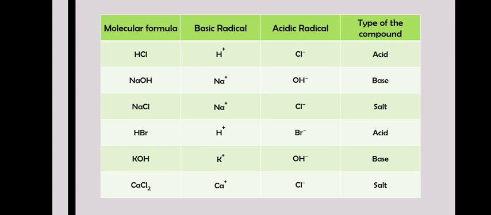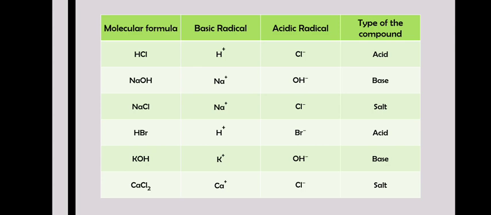Now what is common here is that all these substances have one basic radical and another acidic radical. Basic radical means an atom which will carry a positive charge and becomes an ion, right? So here H plus and Cl minus, then in the next one Na plus and OH minus, then in the next one Na plus and Cl minus.